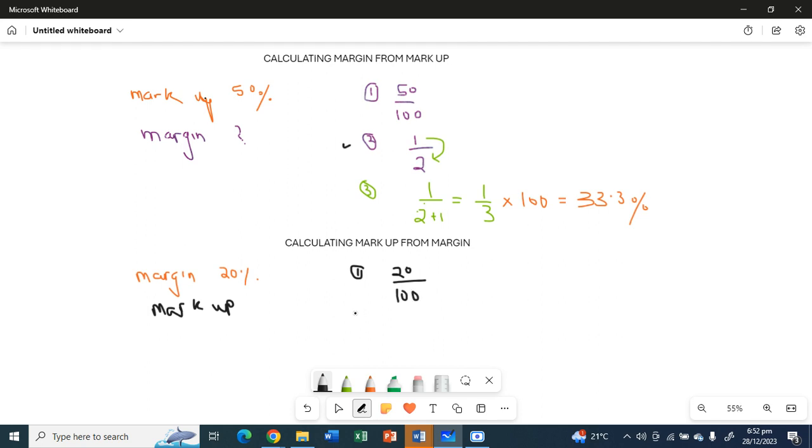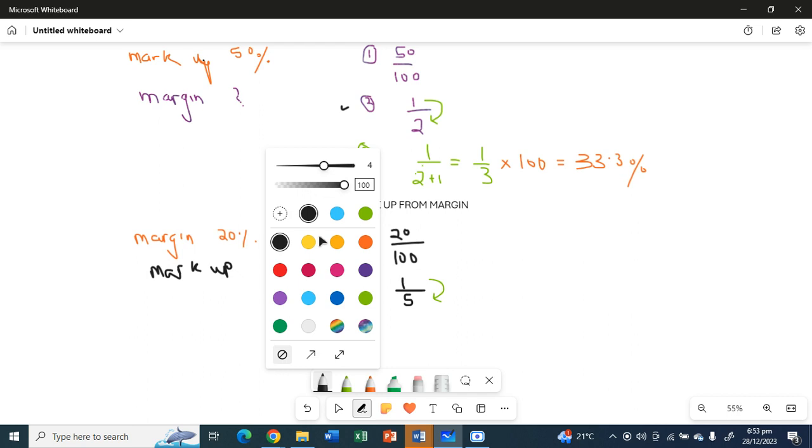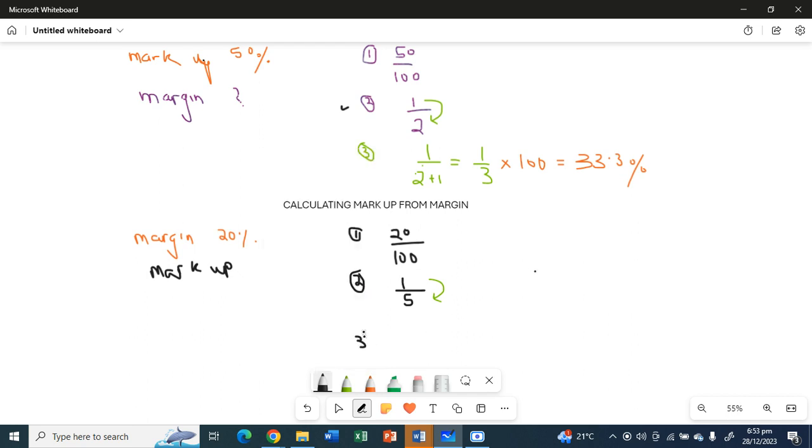Step two, we need to simplify this fraction. All right, so 20 divided by 20, that is 1. 100 divided by 20, that is 5. Now, this is where it gets a bit different. Instead of adding the numerator to the denominator, this time you'll be subtracting the numerator from the denominator. All right, so our numerator is 1. We're going to subtract it from our denominator. So let's get our answer here. 1 over 5 minus 1. So our markup is 1 over 4.